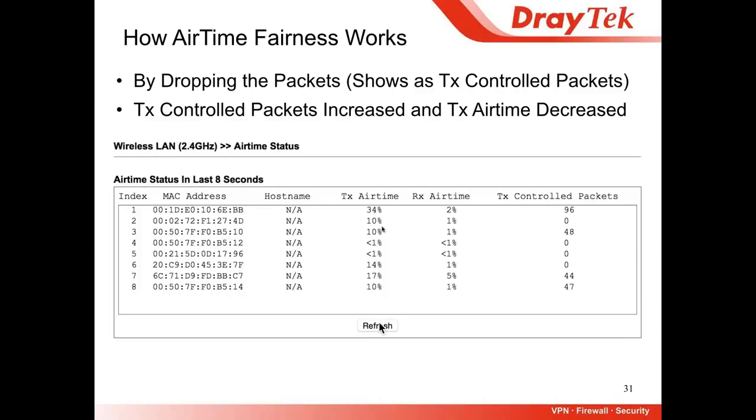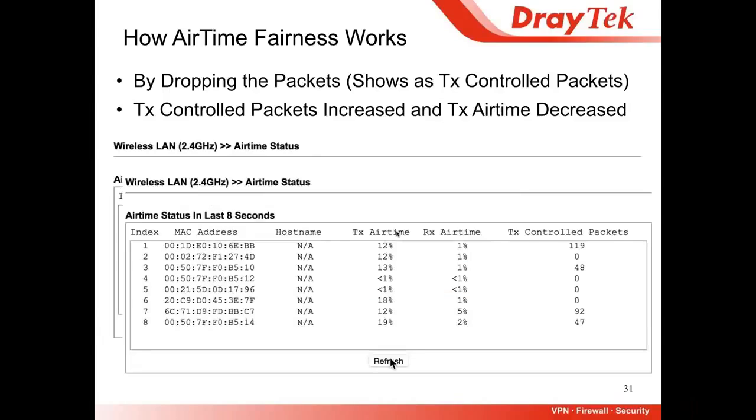Let's take a look. This is one moment we took during the test. We can compare index number 1. It was using 34% of the total airtime, and also this group. After a few seconds, we took another screenshot so you can compare. It used to be 96 packets got controlled, and now it increased to 119. So more packets got controlled, so the airtime got decreased.